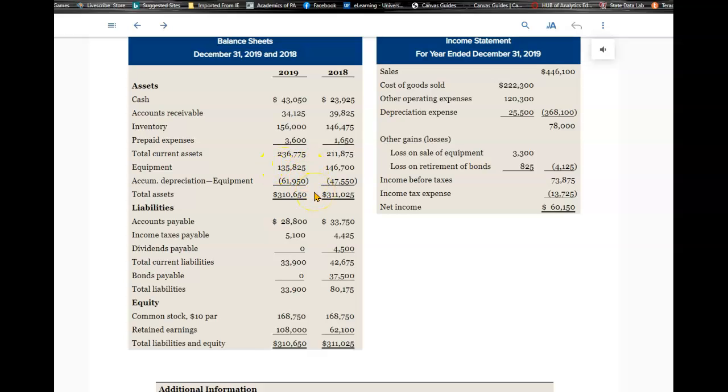$135,825. Remember, the purpose of the statement of cash flows is to identify the changes in cash that occurred from one period to the next. So we see we had a cash balance of $23,925 at the end of 2018, and at the end of 2019, that cash balance has increased to $43,050. And so we want to be able to answer the question: why did cash change? Where did cash come from, and where did it go?